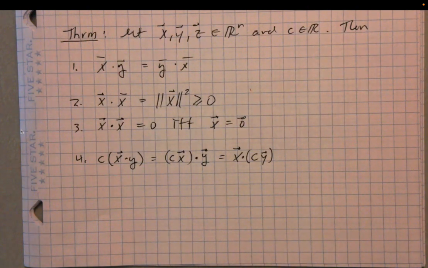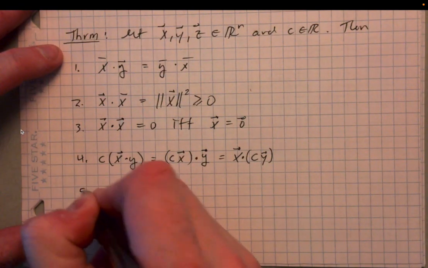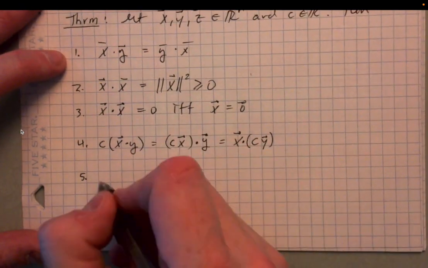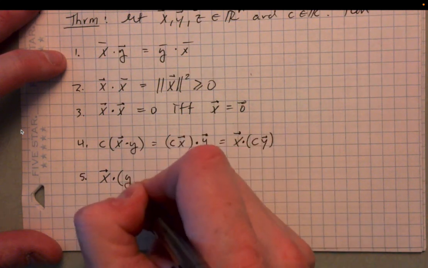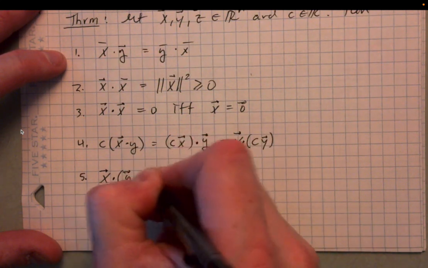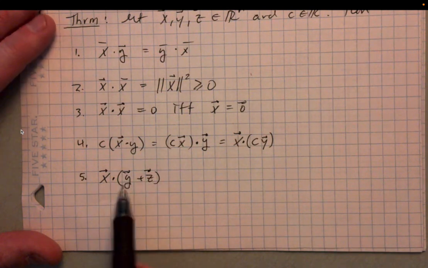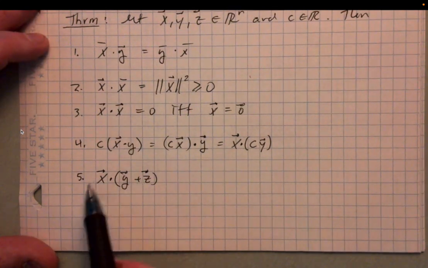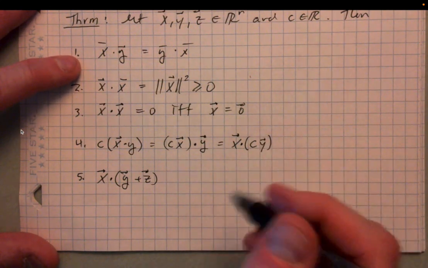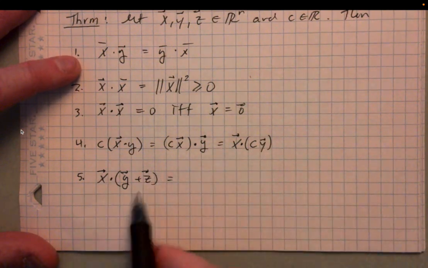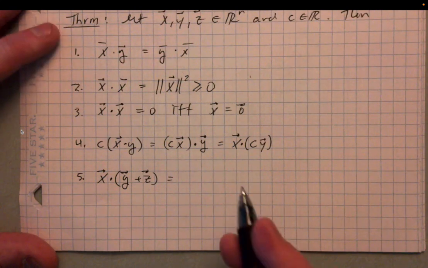Very good. How about this guy? So x dot (y plus z). All right, so I've got y plus z, which is going to give me a vector, and x dotted against that vector is going to give me a scalar.